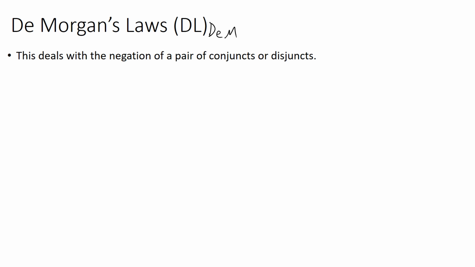Here's what's new. De Morgan's laws, or DL or DEM for short. This deals with the negation of a pair of conjuncts or disjuncts. I remember a professor of mathematics once saying that this is the most confusing of the laws in terms of propositional logic. However, it's not too bad.